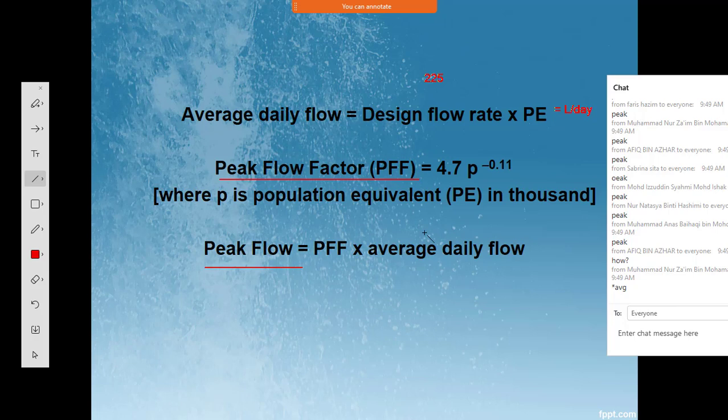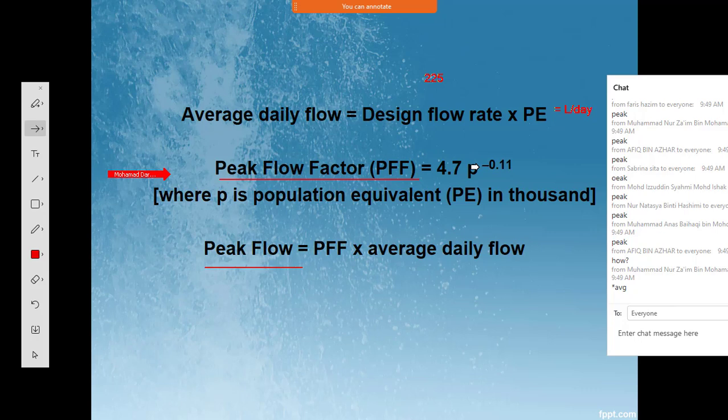Okay, this factor will convert the average to the peak. All right, so we have three main equations. We have the average daily flow, we have the peak flow factor PFF, and then we have the peak flow rate. The average daily flow is the design flow rate times the PE. Okay, the peak flow factor is 4.7 times PE in thousands.